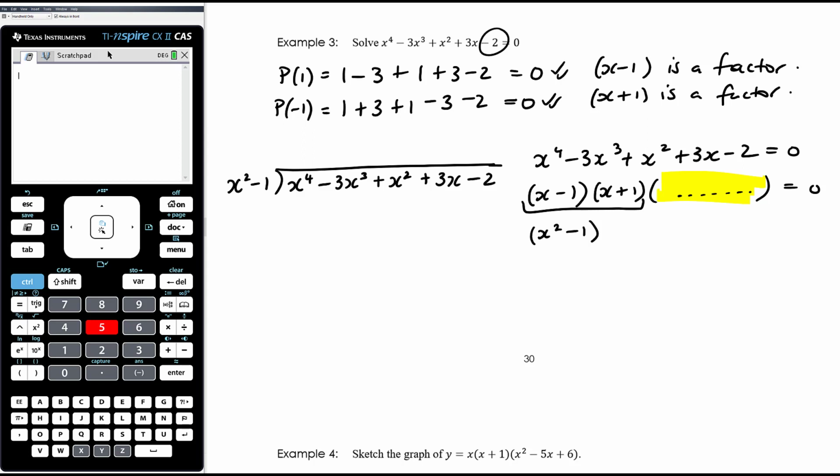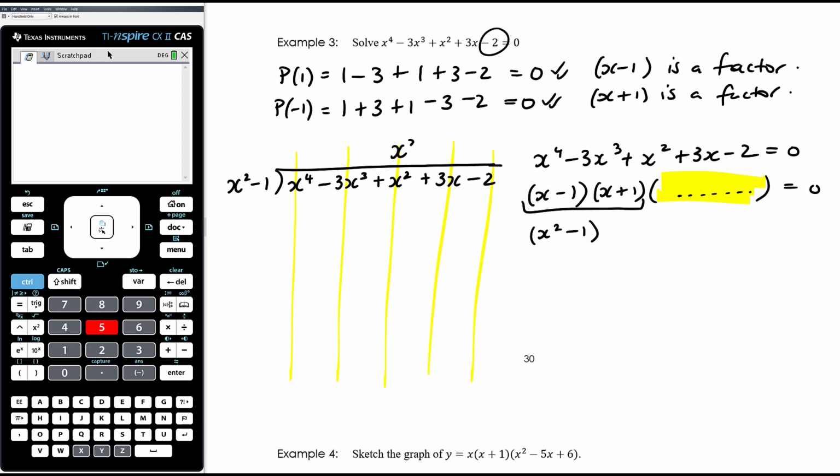Okay, so what do we have to multiply x squared by? When you're dividing a quartic by a quadratic factor, you do need to be a bit careful about your columns. So x to the 4 terms, x cubed terms, x squared terms, x terms, and constant terms, so that you're subtracting like terms. So what do I have to multiply x squared by to get x to the power of 4? That's going to be x squared.